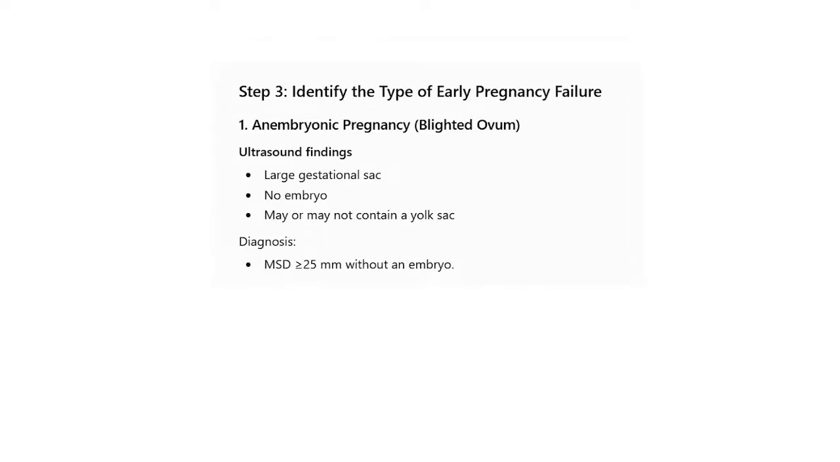Step number 3, you must identify the type of early pregnancy failure. One, an embryonic pregnancy or a blighted ovum. Ultrasound findings include a large gestational sac with no embryo, which may or may not contain a yolk sac. So there might be or there might not be a yolk sac. It doesn't mean that if there is a yolk sac, the pregnancy is viable. The diagnosis: mean sac diameter above or equivalent to 25 millimeters without an embryo is a sonographic sign, a definitive diagnosis of a failed pregnancy.